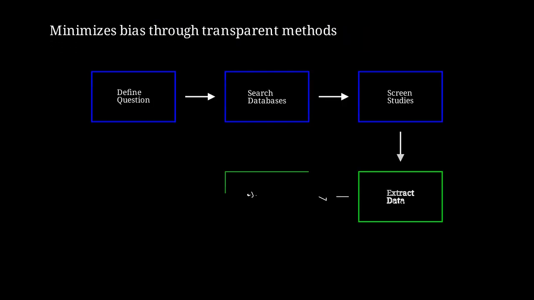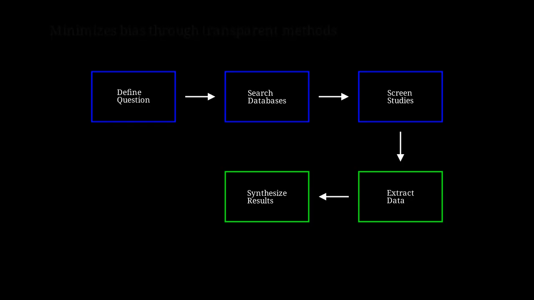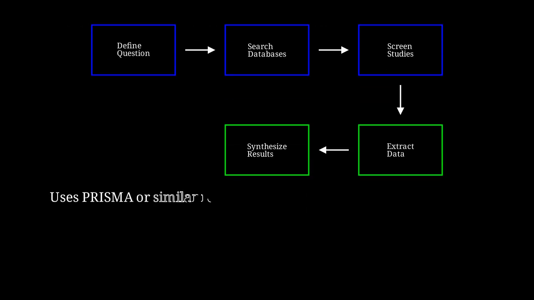Here's the systematic review process visualized. You start by defining a precise question, search databases systematically, screen studies against inclusion criteria, extract data, and synthesize results. Systematic reviews typically use PRISMA or similar reporting standards. PRISMA stands for Preferred Reporting Items for Systematic Reviews and Meta-analyses.